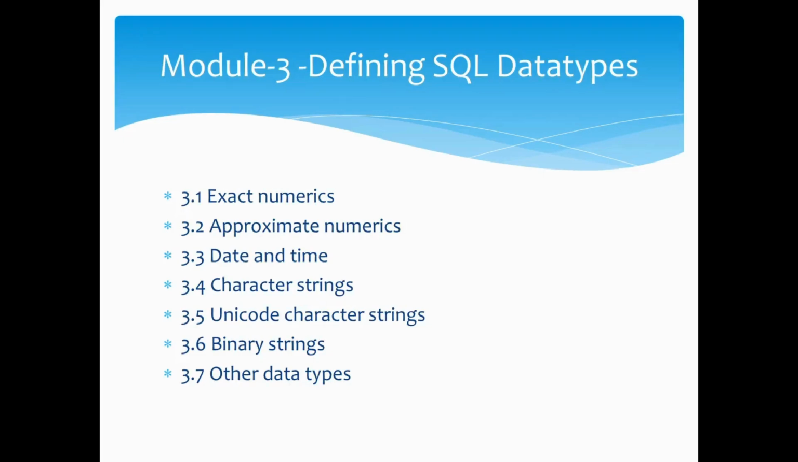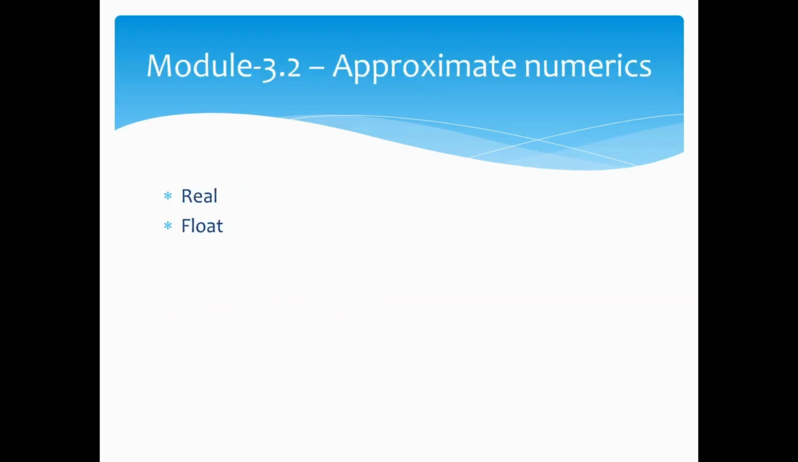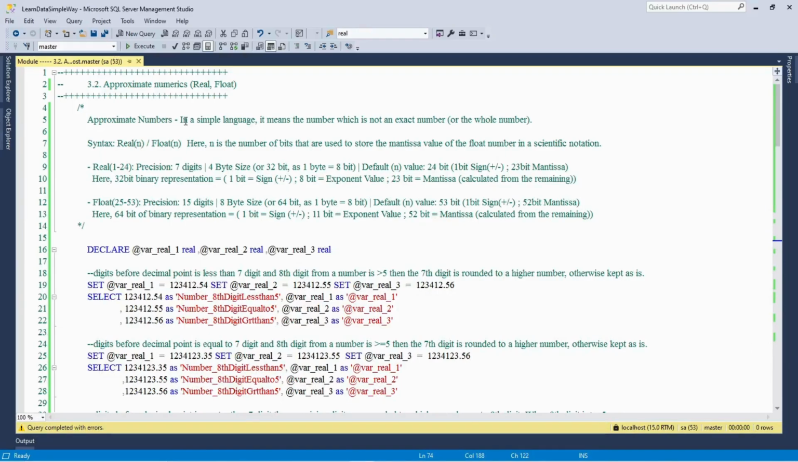In this module, I'll be covering 3.2 approximate numerics, which will cover the data types called real and float. Let's get started. This is approximate numerics, which will contain the real and float data type related information I'll be giving you. So first of all, what are approximate numbers?